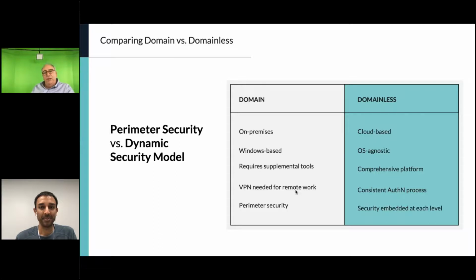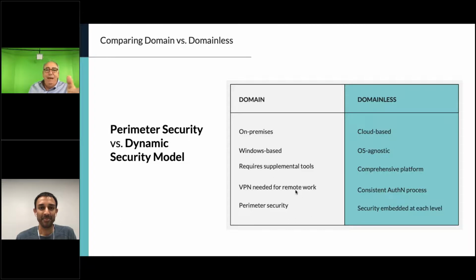So, perimeter security versus the dynamic security model. You know, and Raj, let's be honest, right? You and I grew up in the perimeter security world. We're that old, Alan. Yeah. We started a company that was intrusion detection at that perimeter.